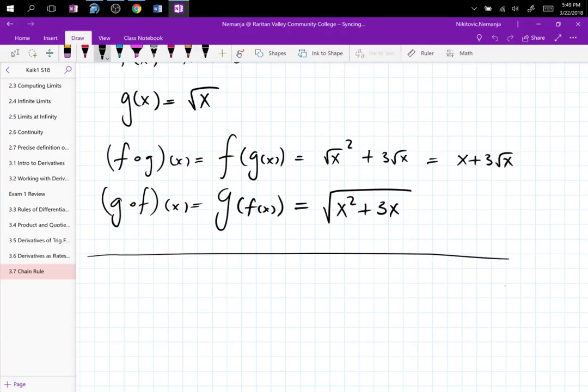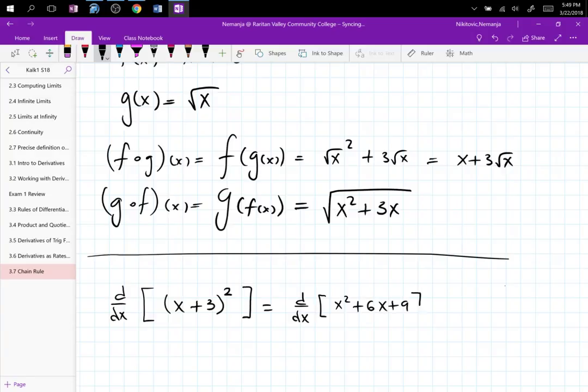So, say that you have to take the derivative of x plus 3 squared. Well, the only thing that you know now is to actually square the binomial and then take the derivative. So you can do it, right? It's not a problem. It's going to be x squared plus 6x plus 9, and then when you take the derivative of this, it's going to be 2x plus 6, and you're good to go.